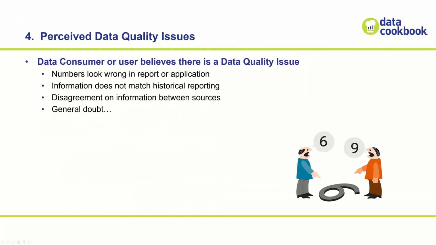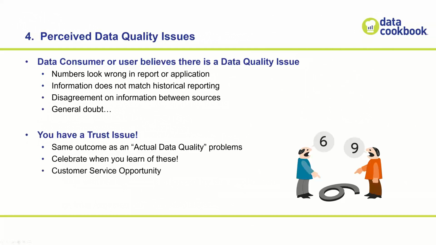Or maybe there's a disagreement on information between sources, where I'm getting a report from one office and another report from another office, and the numbers don't match. Or I'm just having general doubt about this. In that case we have this trust issue that ultimately has the same outcome as an actual data quality problem, like a missing required field or any of those other things we talked about before.